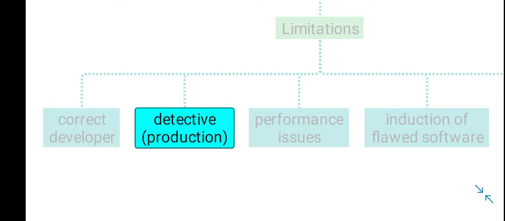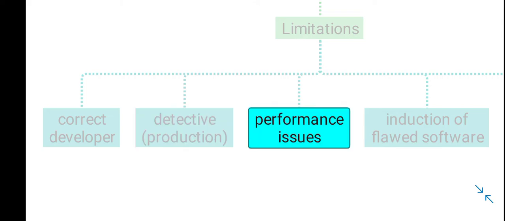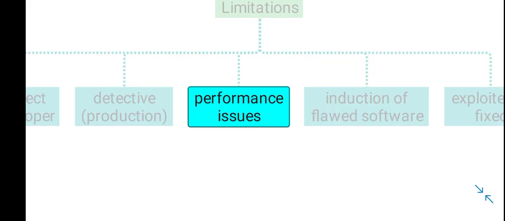Secondly, it is a detective mechanism since the application has already been pushed in the production environment and is working or operational in the production environment. Whereas in static application security testing, application is tested before it is deployed in the production environment. So since you are testing the application which is deployed, there could be performance degradation issues in the production environment.